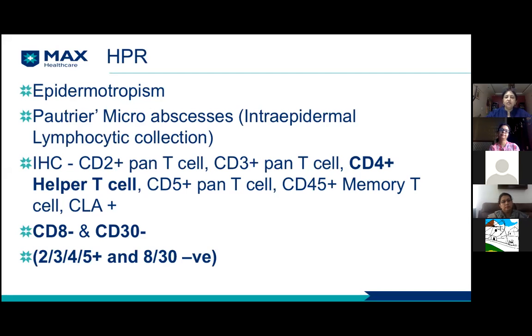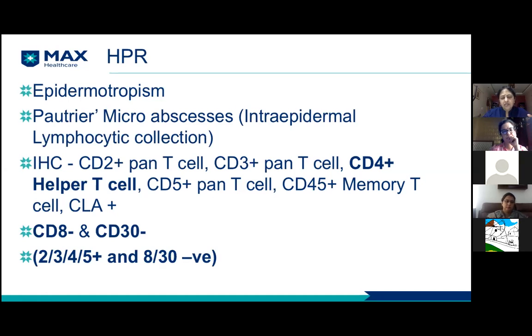Histopathologically, there are some classical findings, and we must pay attention to these classical descriptions of a mycosis fungoides biopsy. One is epidermotropism. Second, there are intradermal microabscesses, which are called Pautrier's abscesses. On IHC, generally CD2, CD3, CD4, CD5, CD45 are positive, and CD8 and CD30 have to be essentially negative. So when I look at the report, I remember that I have to check whether 2, 3, 4, 5 are positive and 8 and 30 have to be negative. This is just how I remember it.